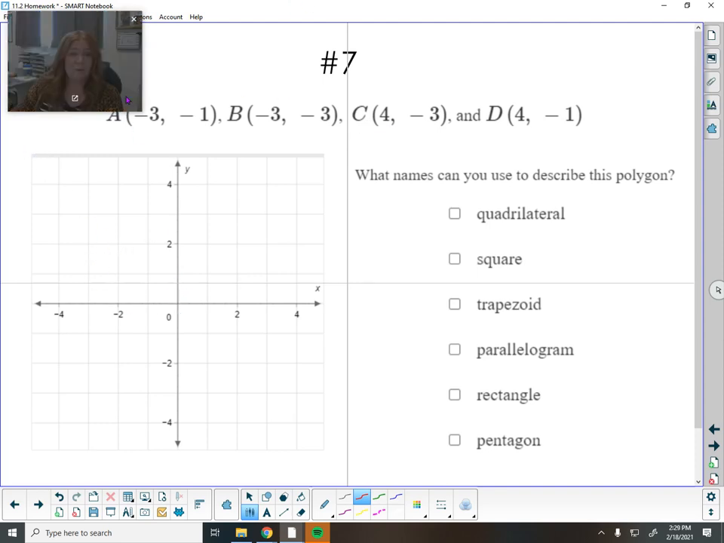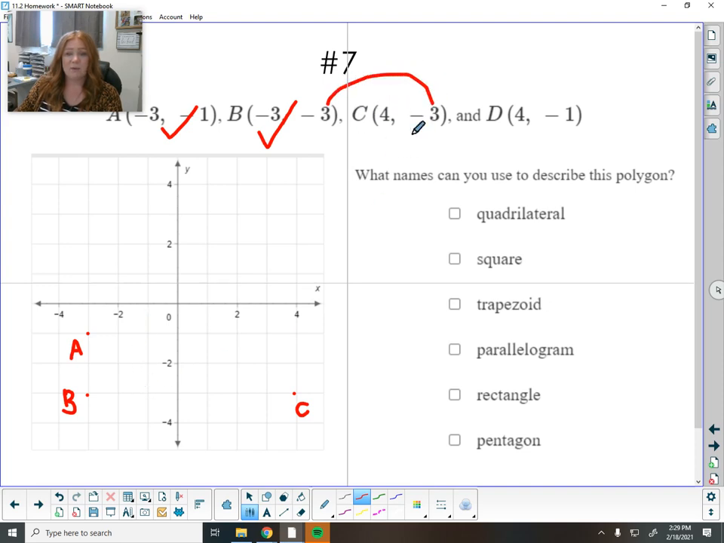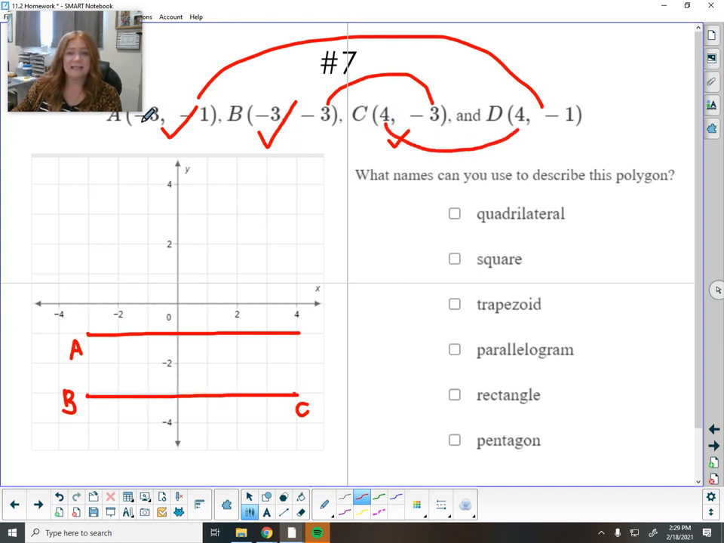This is number 7. So we want to go over to the left -3, down -1. So left -3, down -1. So there's A. Let's label these so we know what they are. B is -3, -3. So here's B. C is +4, -3. So I can see that B and C share the same y coordinate. They're both -3 down. And then D is going to go over 4, down 1. So I can also see that A and D share the same y coordinates. So these are the same. And then I can see that these share x and these share x. So this is what makes this have nice straight lines, is that everything has a matching partner.